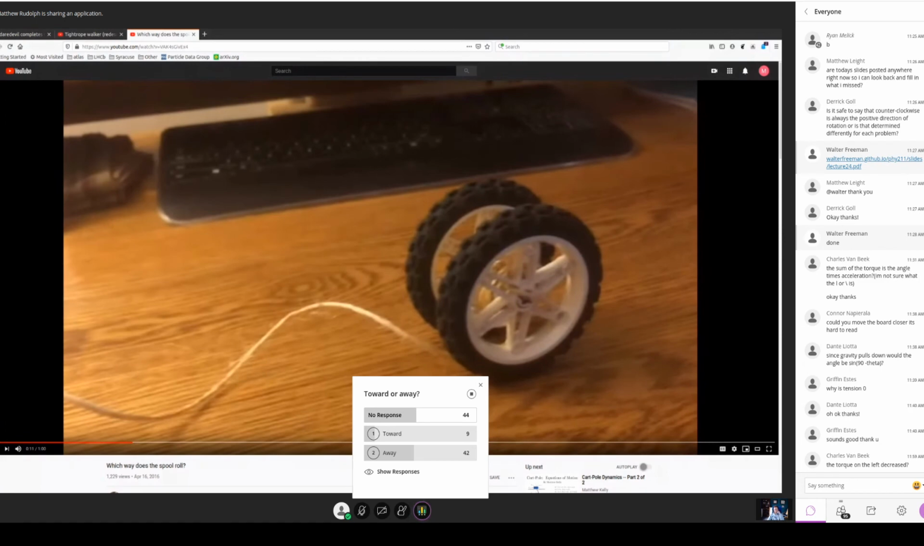For this one, it's definitely okay, I think, if you just want to give your gut reaction. So let's just take a few more seconds. Okay, so 3, 2, 1. Okay, so the majority think that it will go away from the pull. So let's watch.